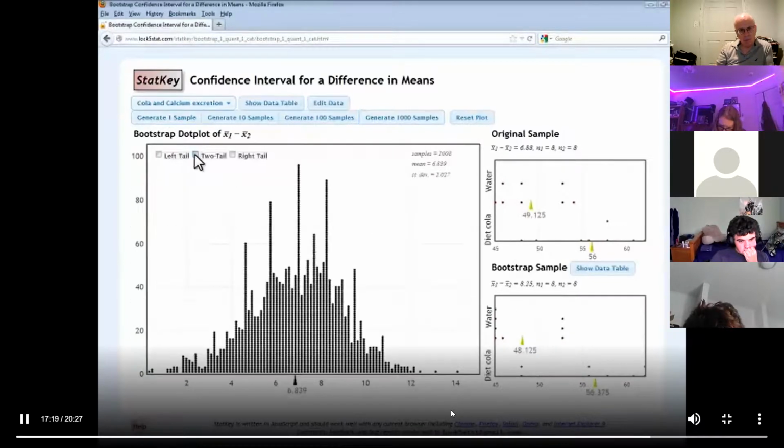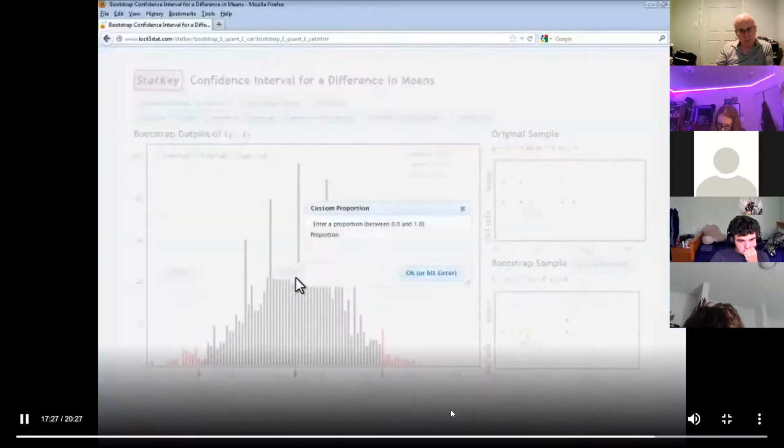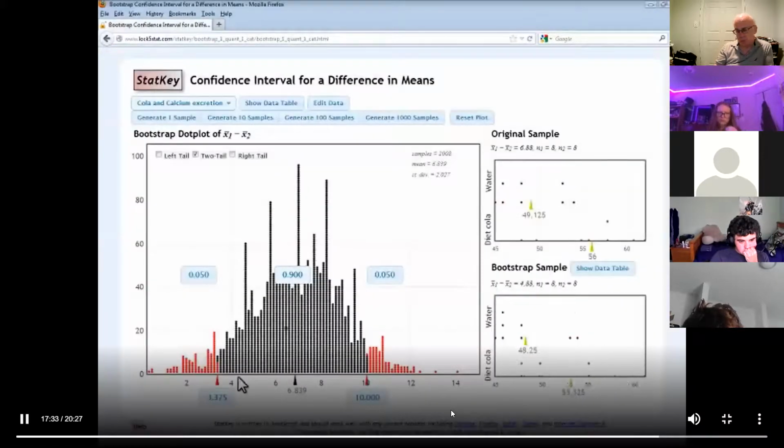And if we do a two-tail, the default is always a 95% confidence interval. But to find a 90% confidence interval, we click on this box here, put in the fact that we want 90% instead of 95%, and there's our answer. We are 90% confident that the difference in amount of calcium excreted between Diet Cola drinkers and water drinkers is 3.375 to 10. Okay.